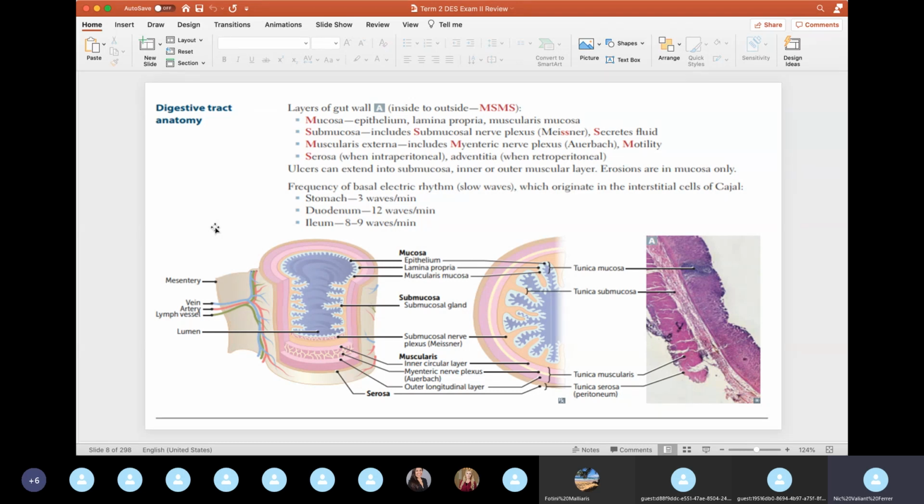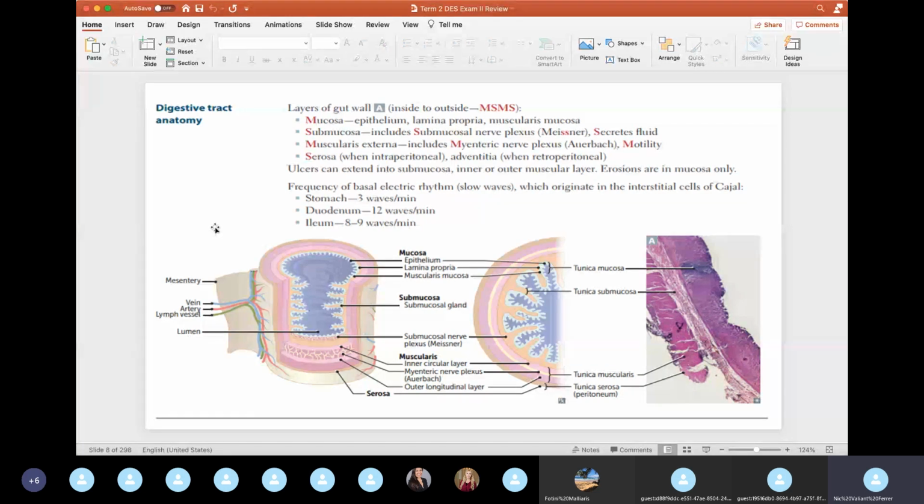These are your Meissner's. What's the function? It secretes fluid. Underneath that, you have the muscularis externa. This includes the myenteric plexus. This is your Auerbach plexus. What's the function? Motility. And of course, serosa when it's intraperitoneal, and adventitia when it is retroperitoneal. Don't forget your subserosa, right? The outermost layer is the adventitia.